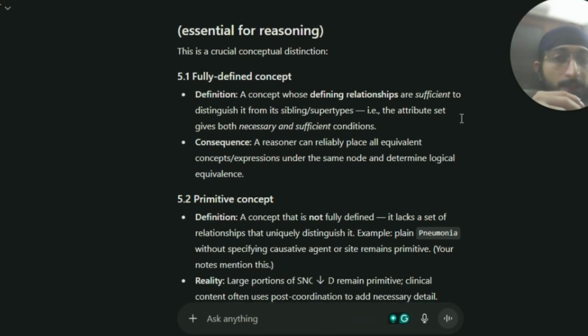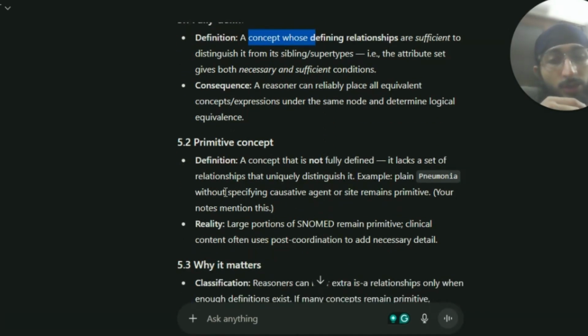So a fully defined concept is one whose defining relationships are sufficient to distinguish it from its siblings or supertypes, as the attribute set gives both necessary and sufficient conditions. As a consequence, a reasoner can reliably place all equivalent concept expressions under the same node and determine the logical equivalence. Then we have the primitive concept, that is a concept that is not fully defined. It lacks a set of relationships that uniquely distinguish it. For example, plain pneumonia without specifying causative agent or site remains primitive.